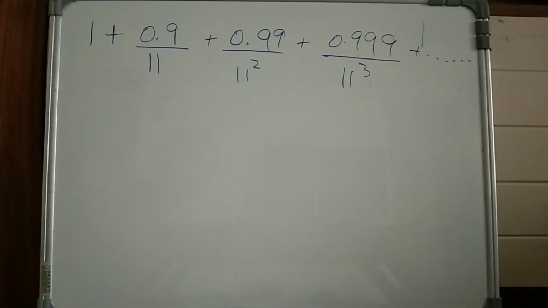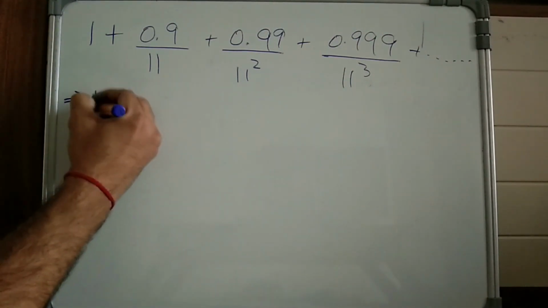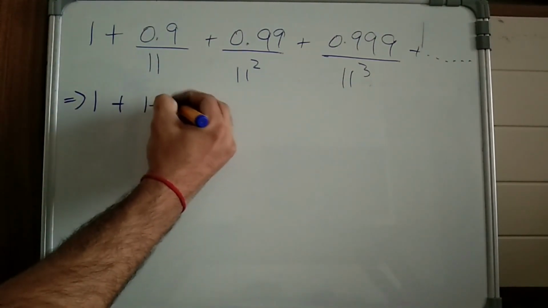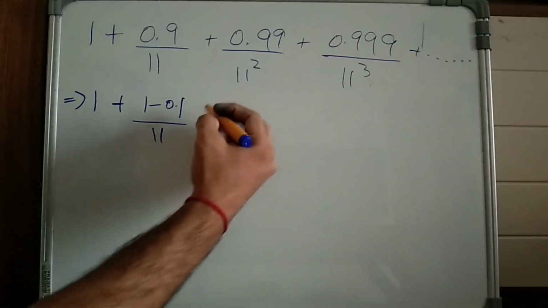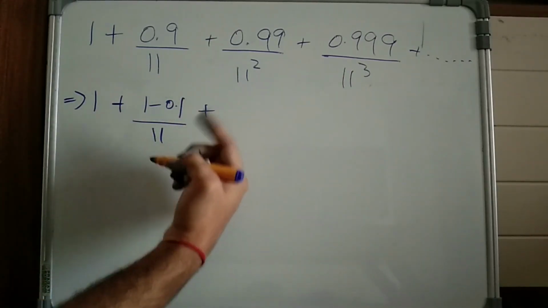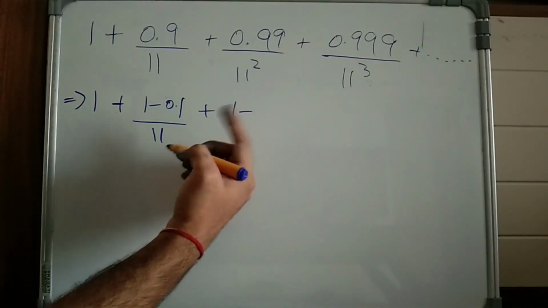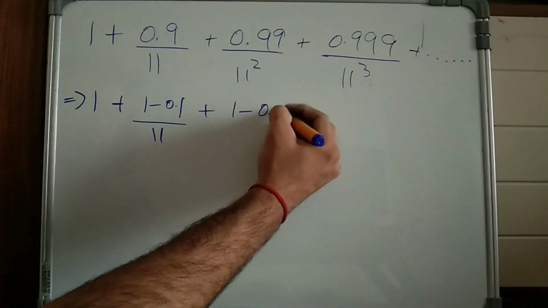Please pause the video and try it for yourself first. Okay, so I hope you have tried it for yourself. Now let's look at the solution, how to approach this particular series. So this is 1. How can I write 0.9? 1 minus 0.1, right? Plus, how can I write 0.99? This will be 1 minus 0.11.